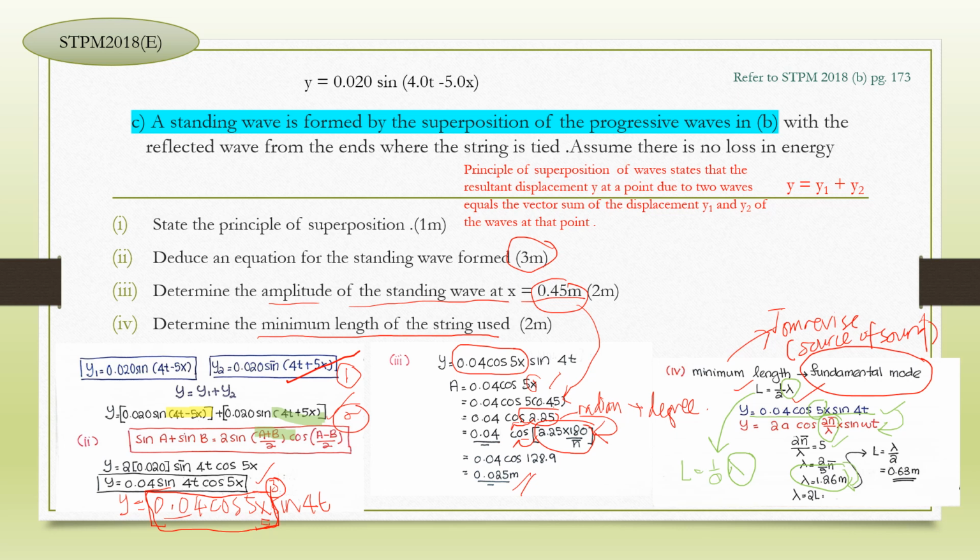Lambda is 1.26. So what is L? L is 0.63. Okay, all right.